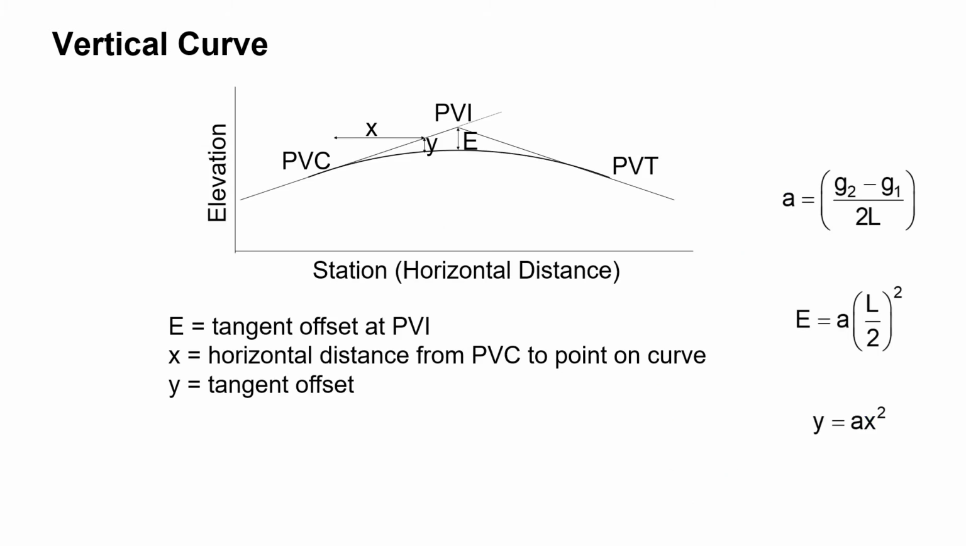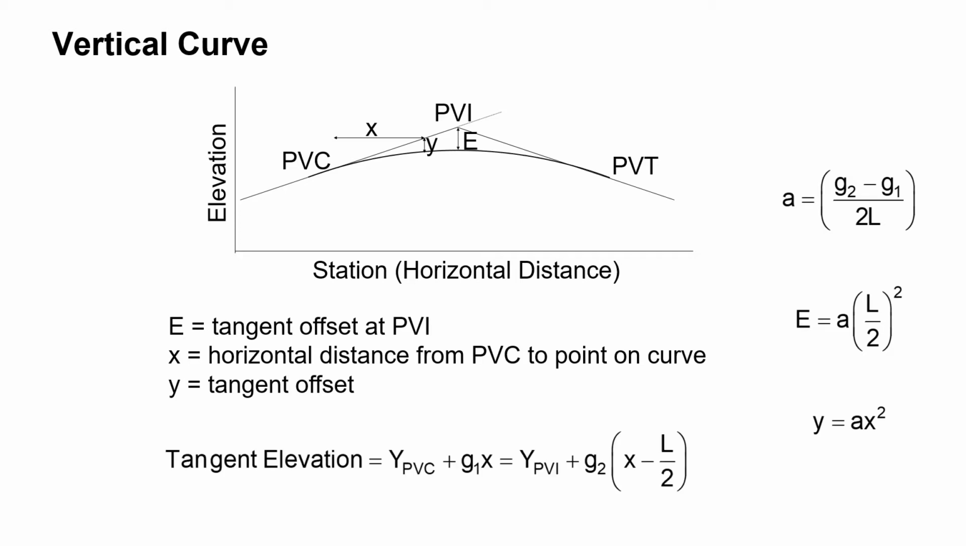So reviewing some additional equations here, we're looking at a vertical curve. We can see that the tangent offset at the PVI can be calculated with E, where E is equal to A times L divided by 2 squared, where A, if we recall from the previous slides, is (G2 minus G1) divided by 2 times the length. And we can also see here X and Y. X is our horizontal distance from the PVC to a particular point of interest on the curve. Y is the tangent offset.